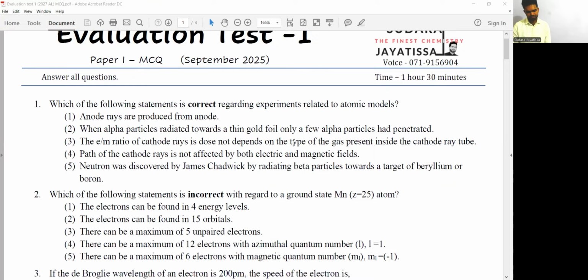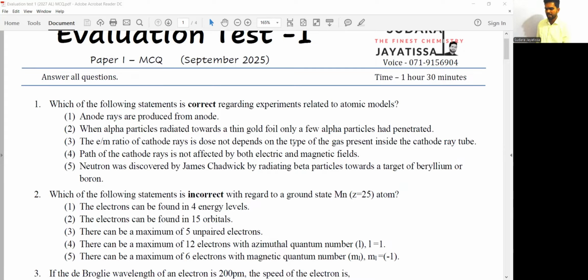Okay, so let's start our discussion of evaluation test 1 from the MCQ paper. So we are discussing today 10 MCQs. Look at the first one. Which of the following statements is correct regarding the experiments related to atomic models?